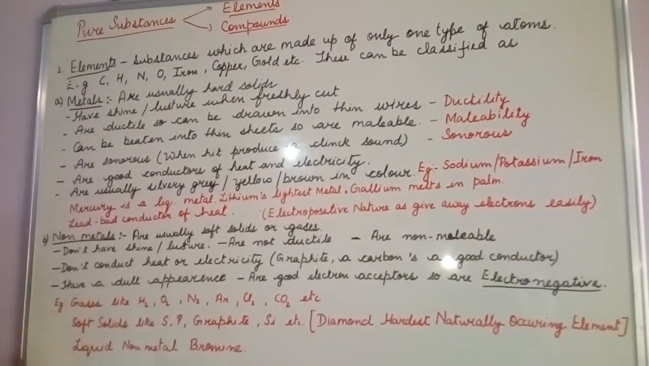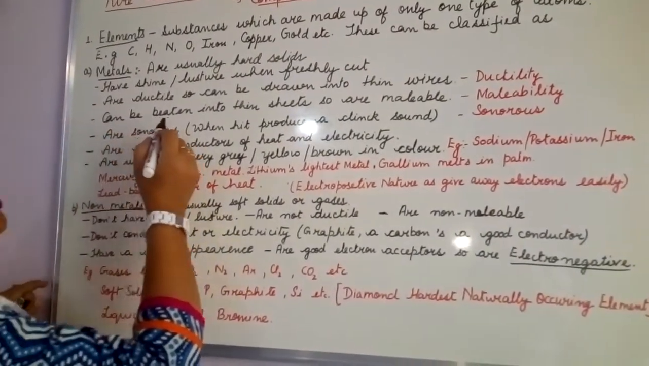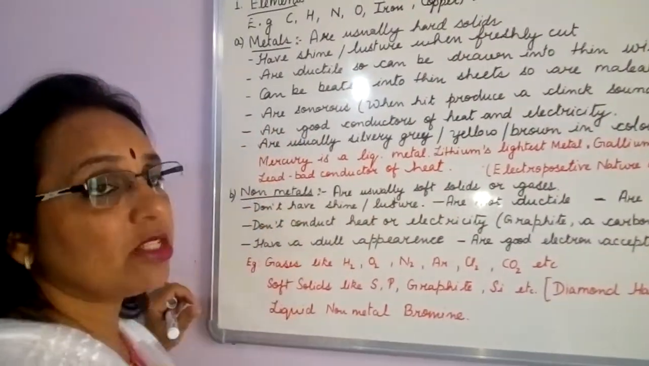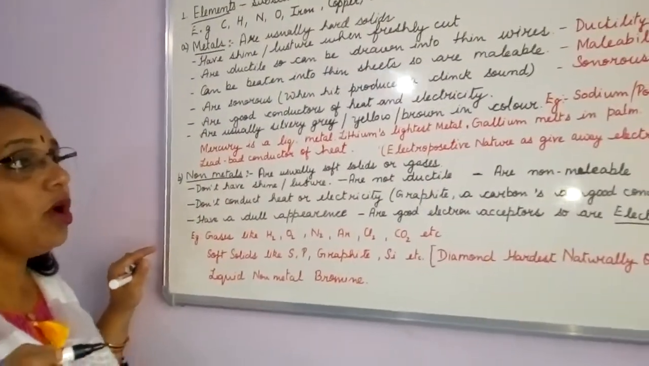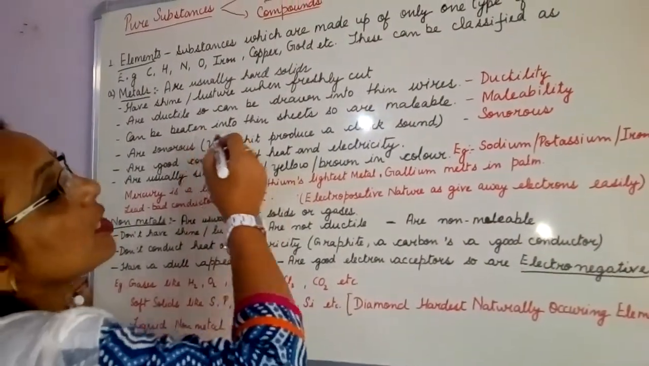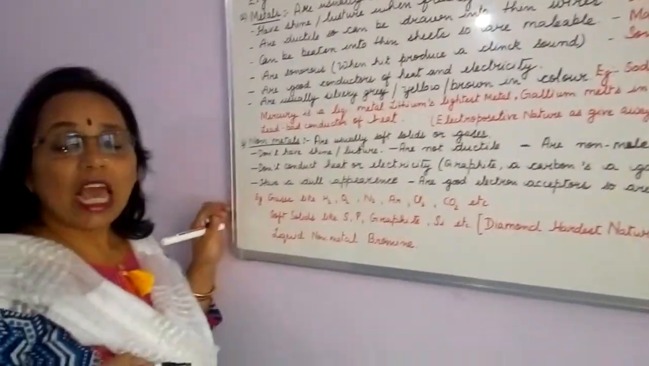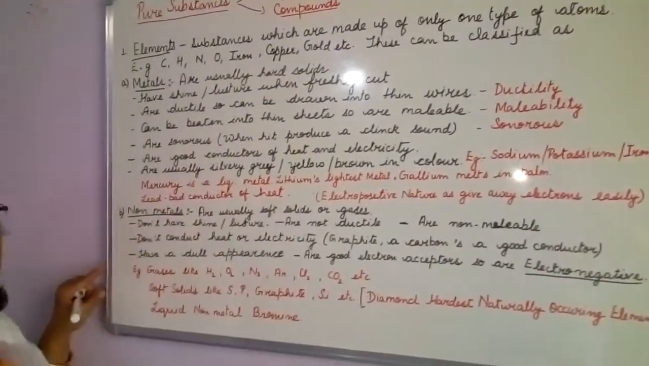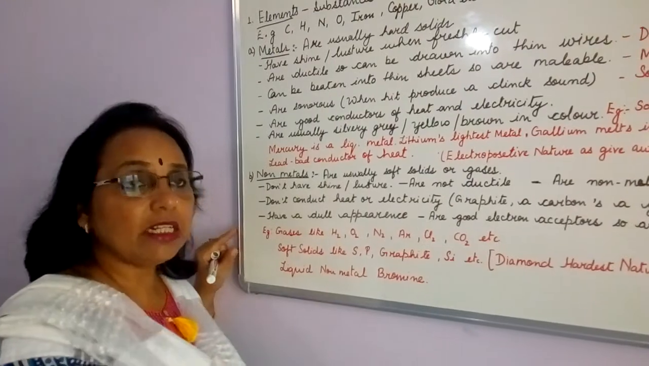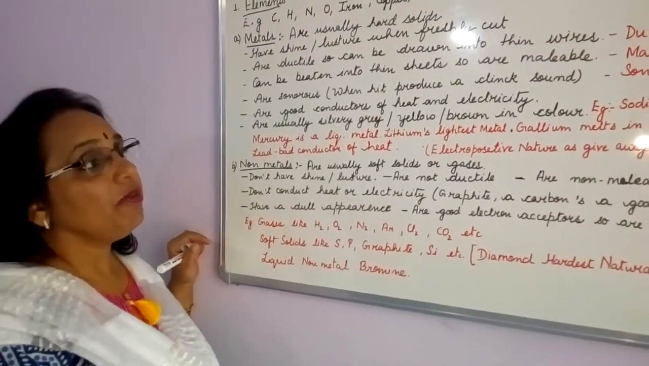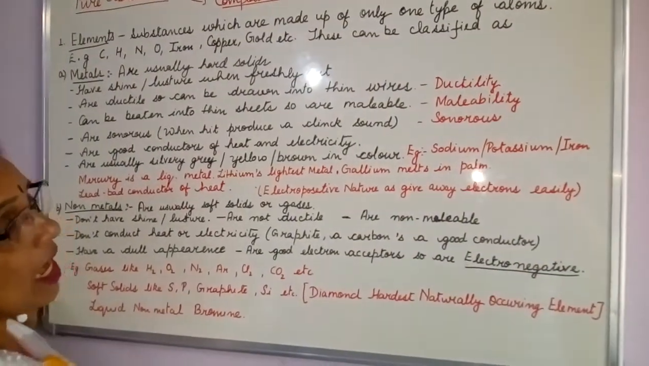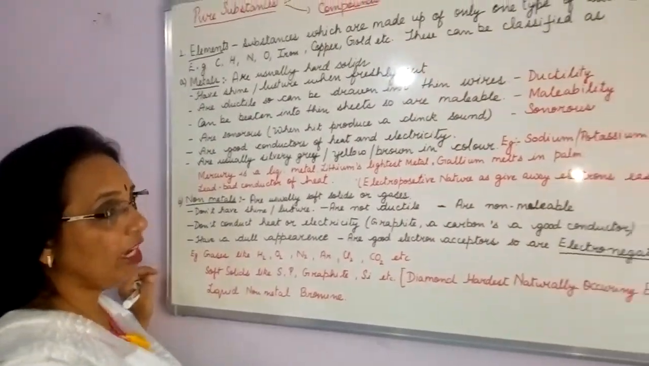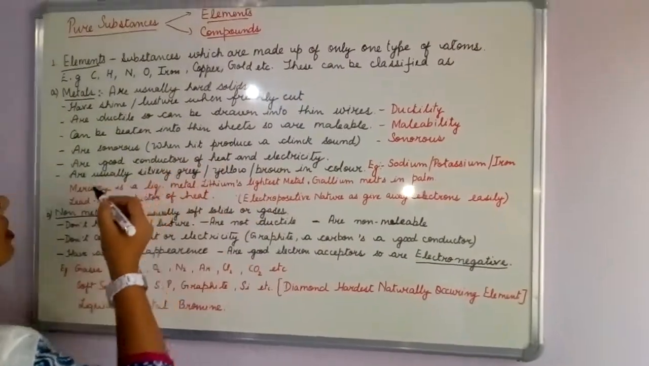Metals like, for example, aluminum and gold can also be beaten into very thin sheets, and this property is known as malleability. So what is malleability? Malleability is a property by which a metal can be beaten into very thin sheets. Metals are sonorous. Sonorous means when we hit a metal with a hammer, we get a clink sound. Okay, and that is why these metals are used for making bells.